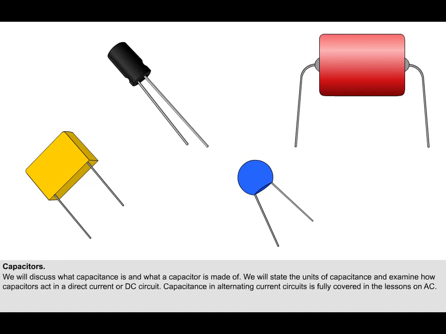In this lesson on capacitors, we will discuss what capacitance is and what a capacitor is made of. We will state the units of capacitance and examine how capacitors act in a direct current or DC circuit. We will also take a quick look at capacitors in alternating current or AC circuits. However, capacitance in AC circuits is fully covered in the lessons on AC.